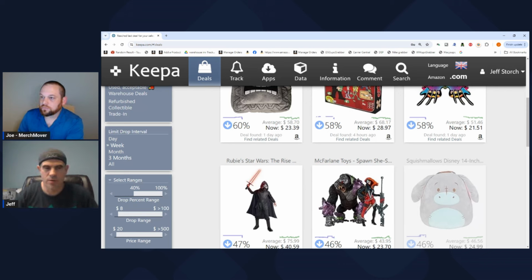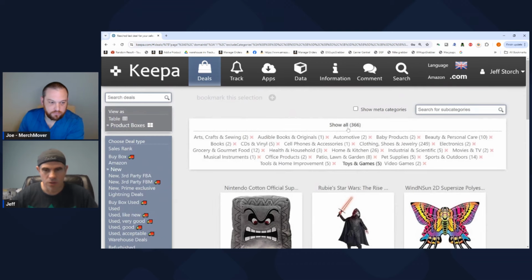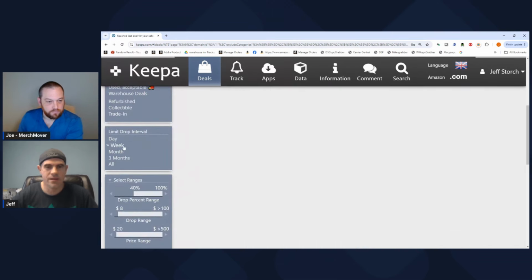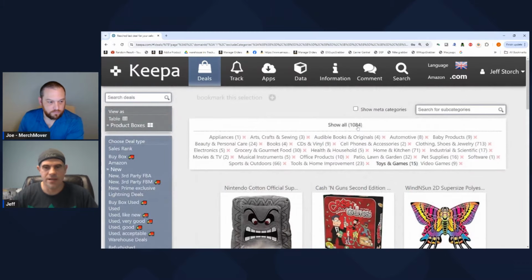So you can play with the drop interval. But the week, I like, and it's usually my default, but I will switch that at times and do a day. And other times I'll go up to 3 months or larger. The day usually gets me less data. Like, there's only 336 with that, so it can be quicker to go through. The week has 1,084 hits.